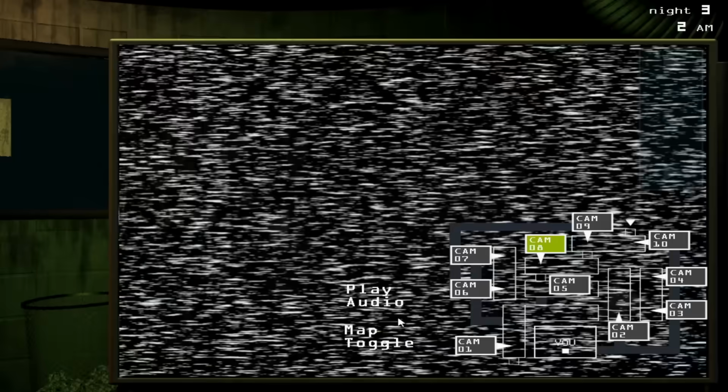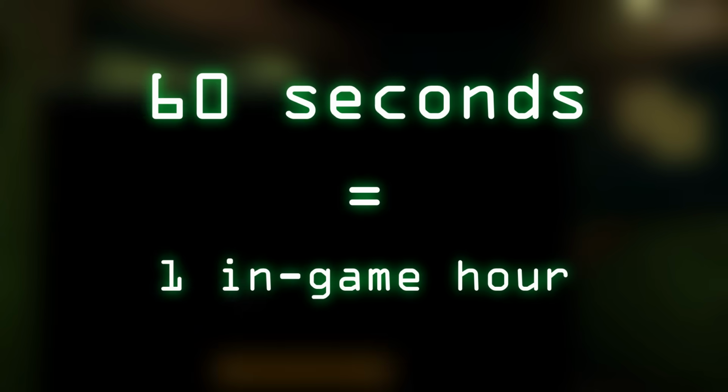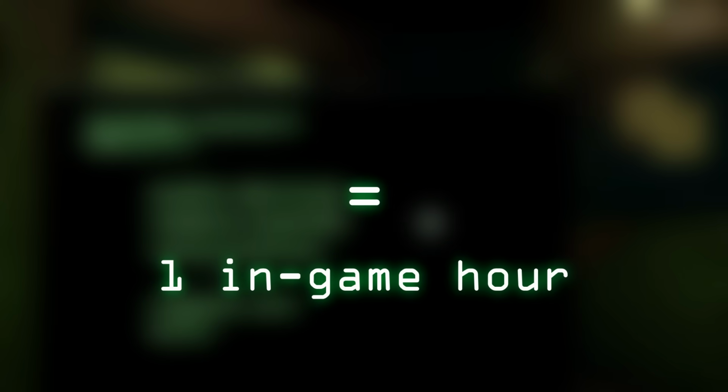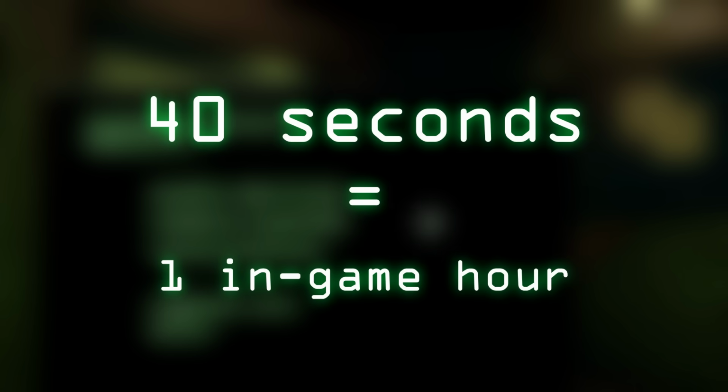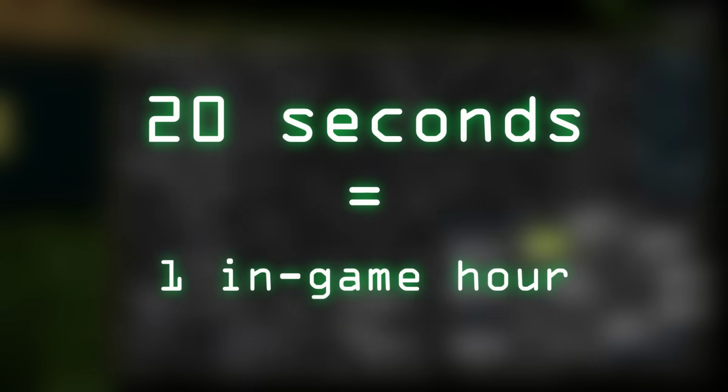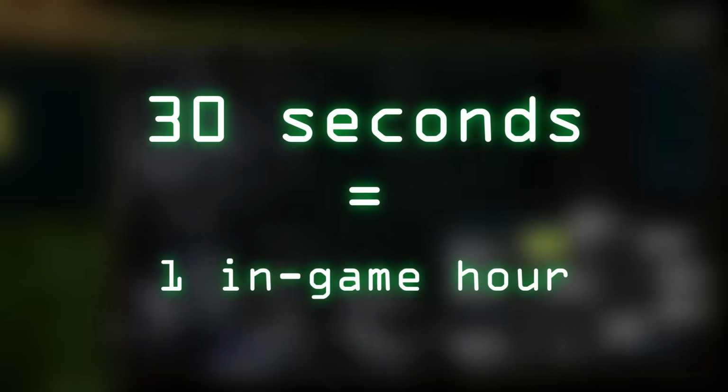Let's start with the basics. In FNaF 3, every 60 seconds an in-game hour passes. The only exception is night 1, where an in-game hour takes 40 seconds instead. When you enable fast nights in the extras menu, an in-game hour lasts half the time it normally would, so 20 seconds on night 1 and 30 seconds on the other nights.